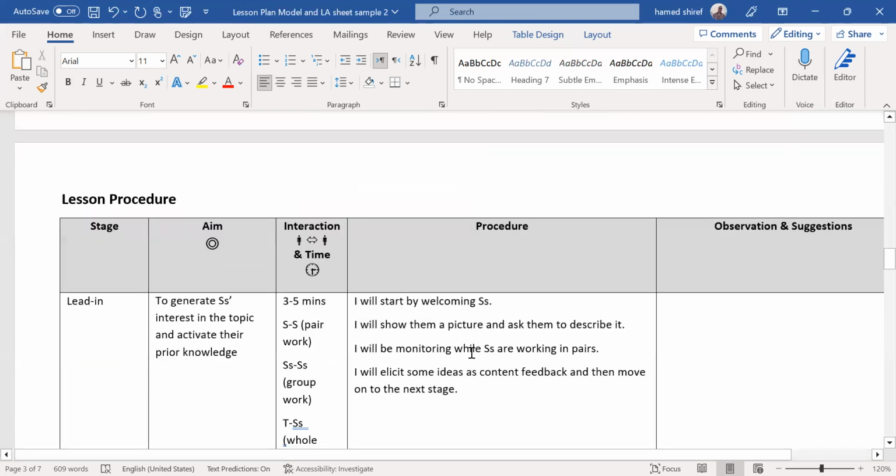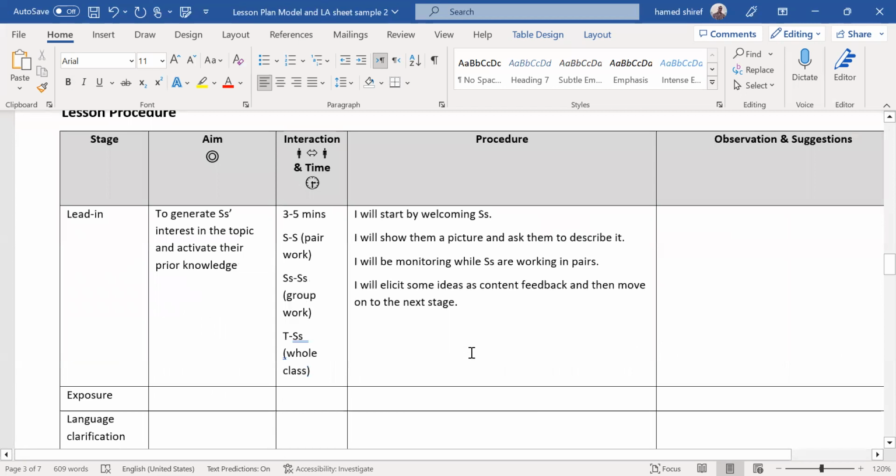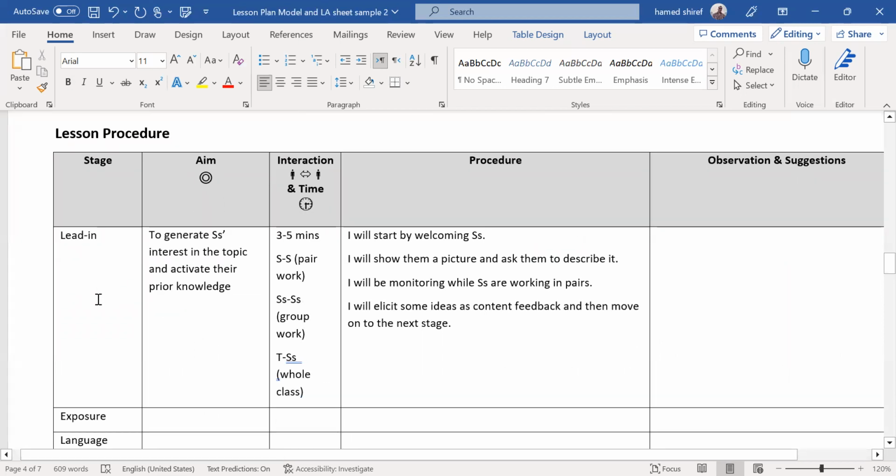Now moving to the last page, which is basically the lesson procedure. You will need to mention the stage, as we mentioned before, like the lead in. You will need to mention the aim for each stage and the interaction and timing. For example, the lead in takes 3 to 5 minutes, and the interaction can be student-student like pair work or group work, teacher to students like whole class. It depends on your lesson, and you mention your procedure.